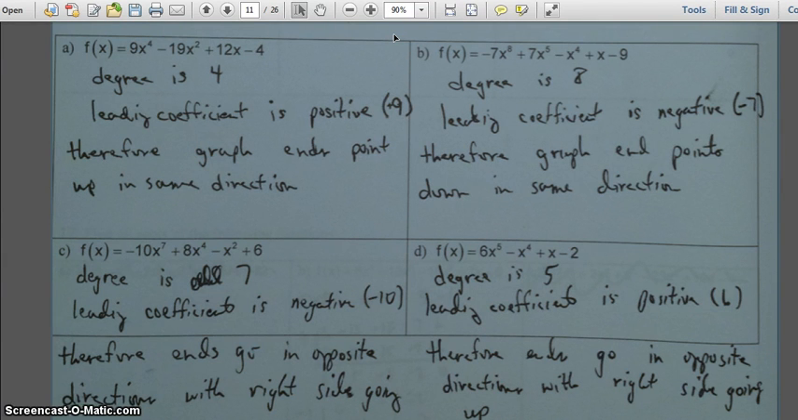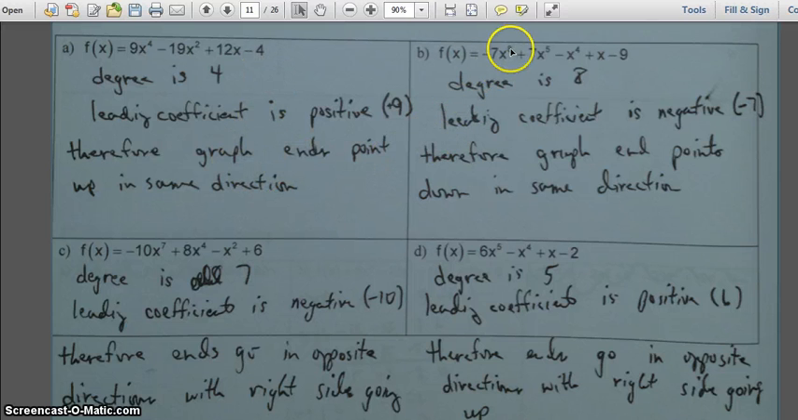Now, if A is positive, the leading coefficient is positive, regardless of whether it's even or odd, the right side of the graph will go up. If the leading coefficient is negative, the right side of the graph will go down. So you look here, and the highest exponent is 4, the degree is 4, the leading coefficient is positive 9, this number here. So they're both going to go in the same direction, and they're both going to go up.